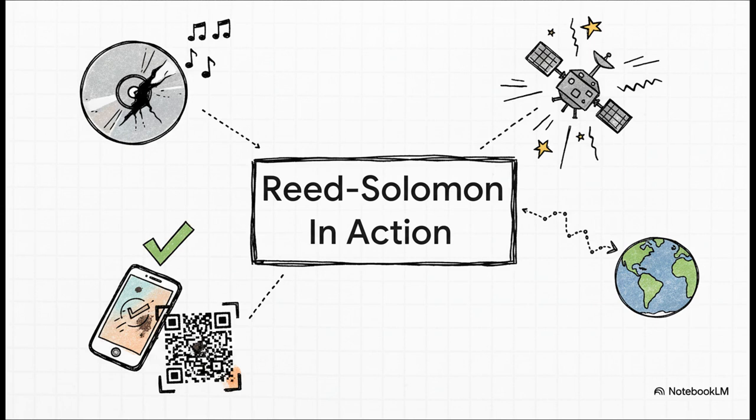Reed-Solomon codes are the reason that scratched-up CDs still play your favorite song. They're why a QR code with a big smudge on it still manages to scan. And they're a huge part of why we can get reliable data back from probes at the edge of the solar system. Anytime you have damage that happens in a big clump, these are the codes that save the day.